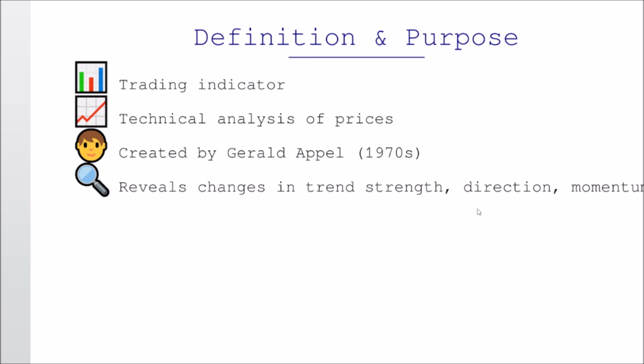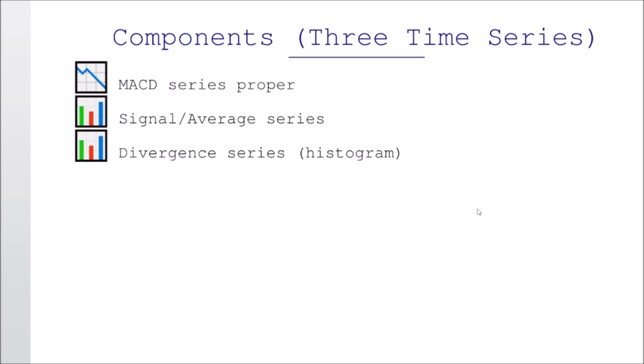Okay. So we start with the definition and purpose. MACD is a trading indicator for the technical analysis of prices, created by Gerald Appel. It reveals changes in trend strength, direction, and momentum. It consists of three time series. Usually in the chart we see two lines: first the MACD series proper, second the signal or average series, and also a histogram. So the divergence series will be there.